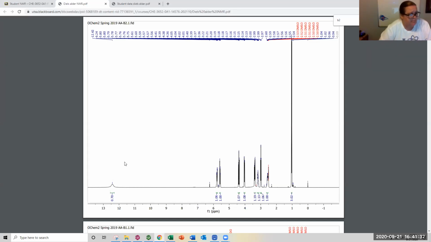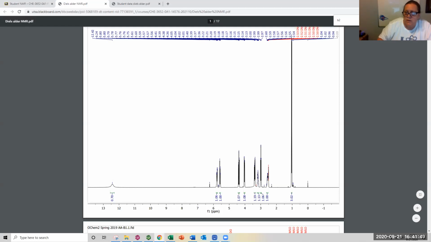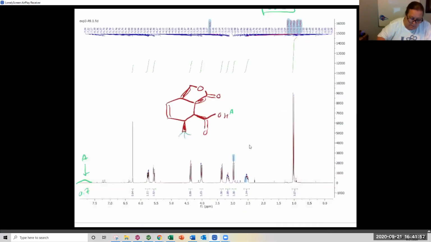Because of exchange. That proton can leave and come back because it's acidic. And so when the computer is doing its integration to figure out how many protons are responsible for that signal, sometimes there's not a proton on that carbon because it can come and go back. Okay, so there's that. Let's go back over here.